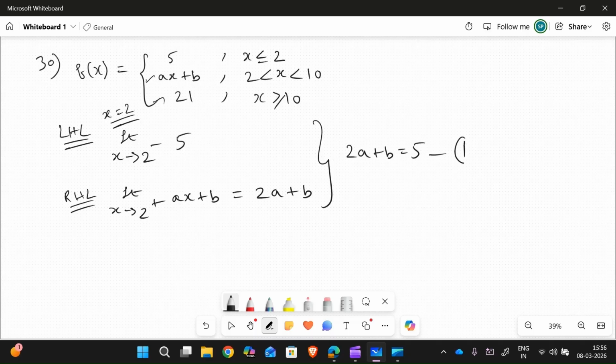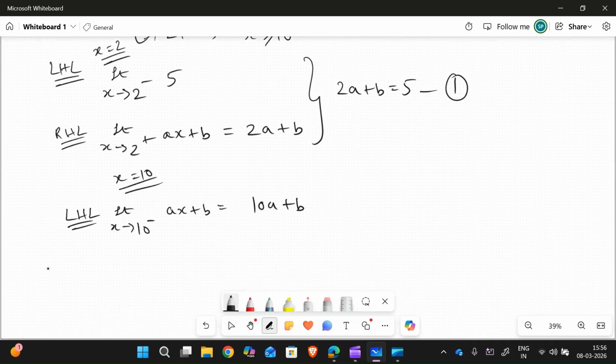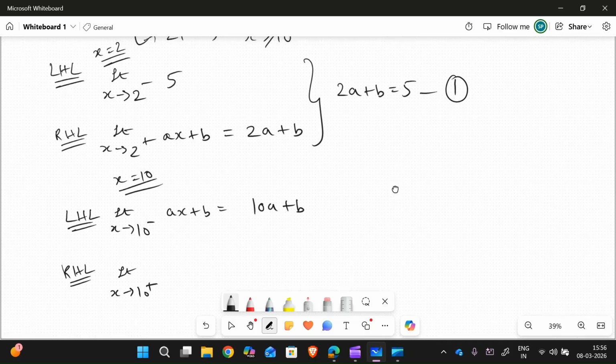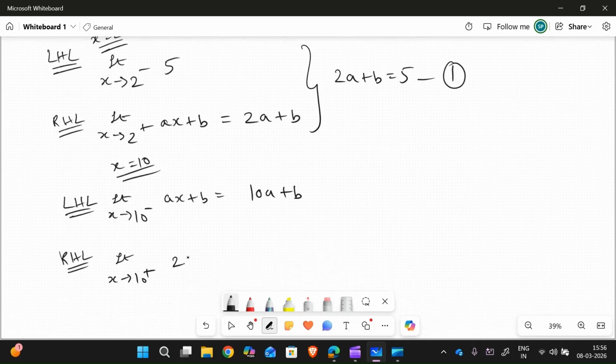This is one equation. Now at x equal to 10, if you check, because they have given two breaking points, right? So you will have limit extending to 10 minus. 10 minus means just left of 10 is this function ax plus b, which will be 10a plus b. Again RHL, if you take limit extending to 10 plus, just after 10, what is the function? 21, right? So you have 10a plus b equal to 21.